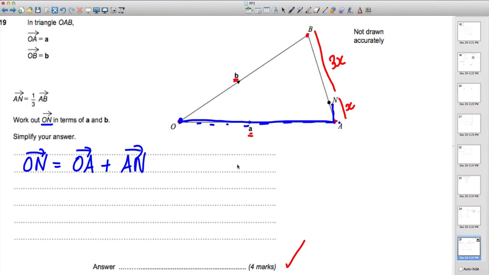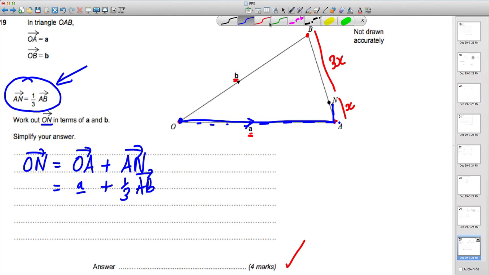Okay? Now, we know O to A, this one here is little a, and it's going in the right direction because it's going that way. Now, do we know A to N? We know nothing about A to N other than we know it's a third of A to B, because that's an important fact. It's a third of A to B. So this A to N, we can replace it by a third vector A to B.